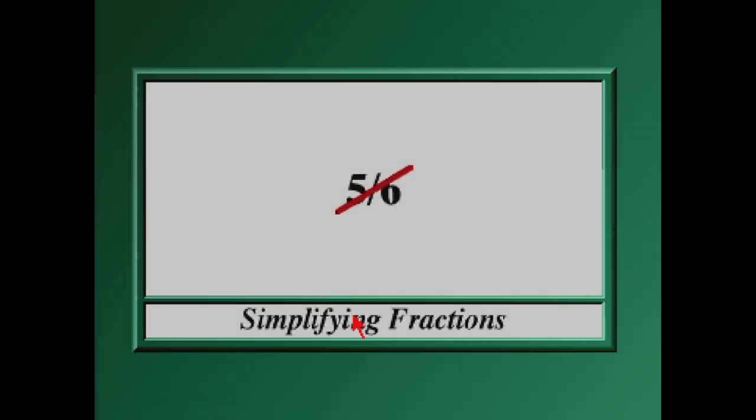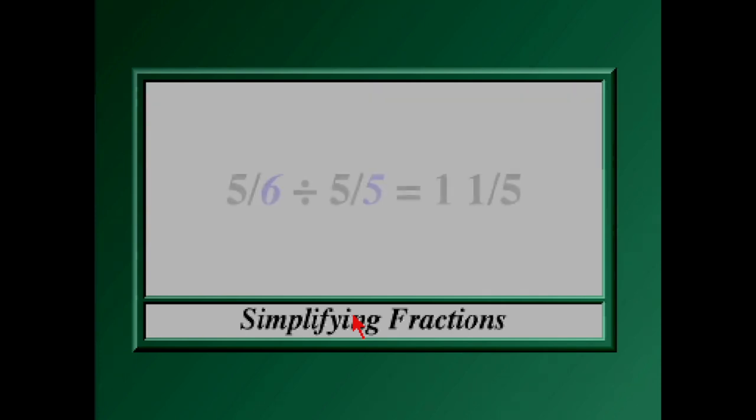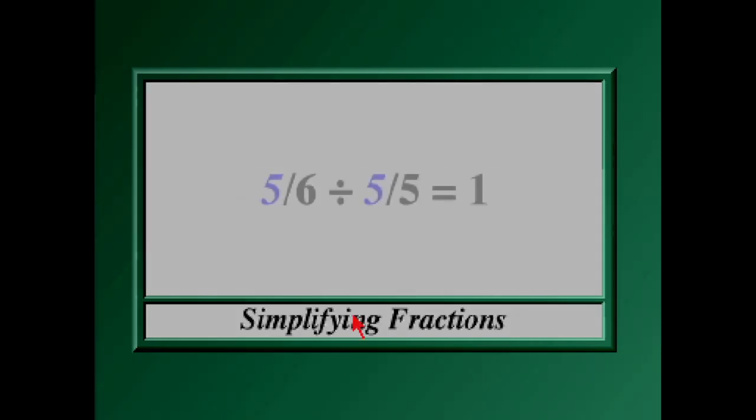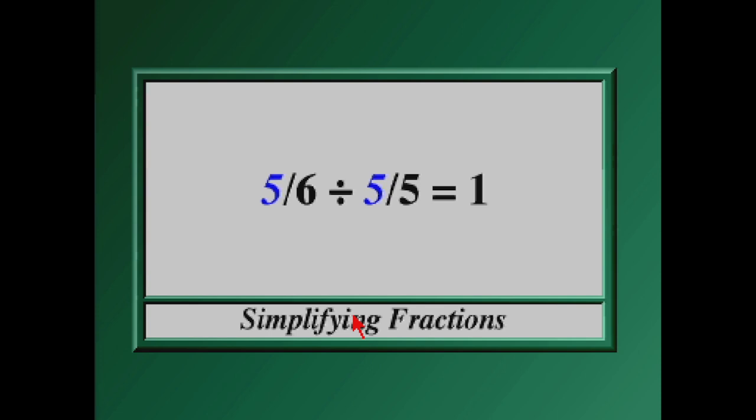5/6 cannot be simplified because 5 cannot be divided into 6 with a whole number resulting. 5 divided into the denominator 6 equals 1 1/5. However, 5 can be divided into 5, the numerator, with the whole number 1 resulting.